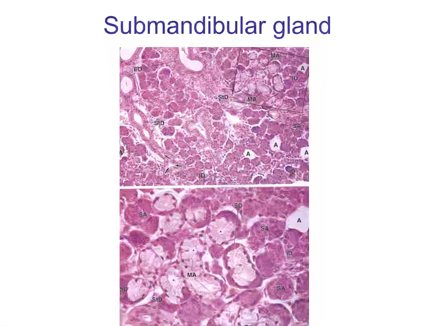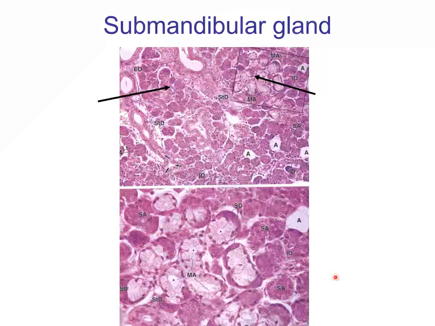Here is the picture of submandibular gland, where you can see serous and mucous acini. This is the serous portion and these are the mucous portion. You can see the mucous acini, typical appearance of the mucous acini, where the nucleus of the secretory cells are towards the base and there is a demilune. The arrow shows the demilune.